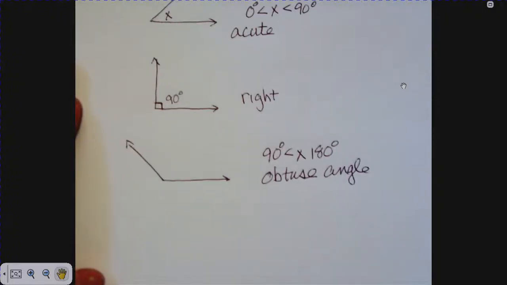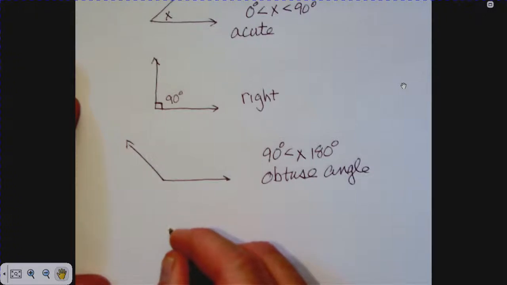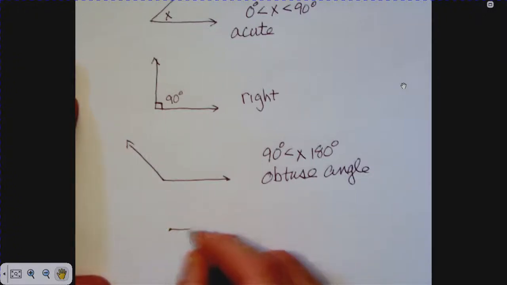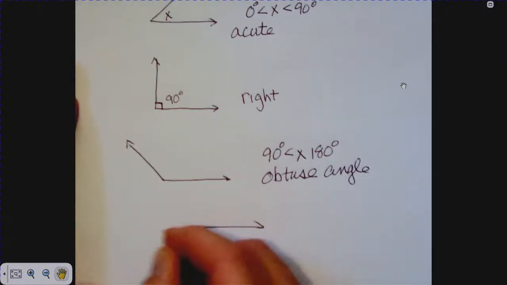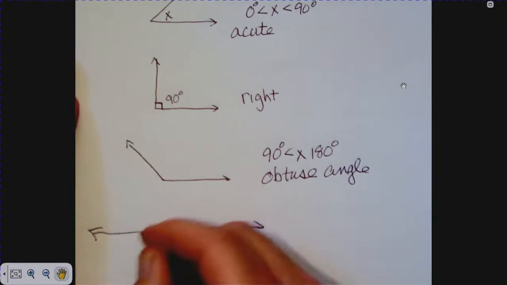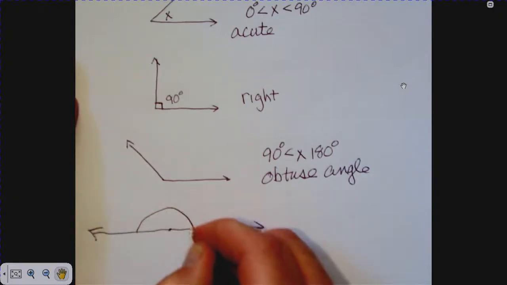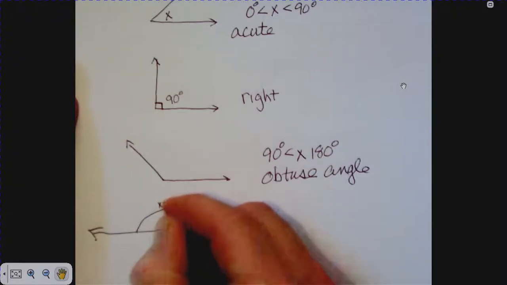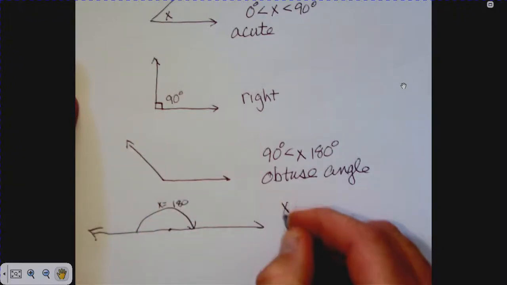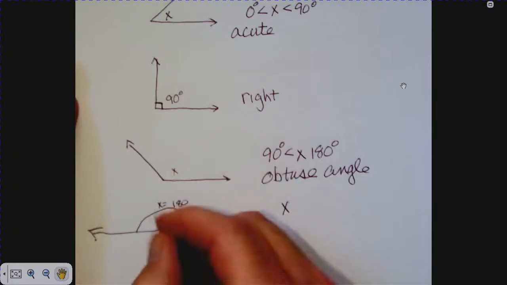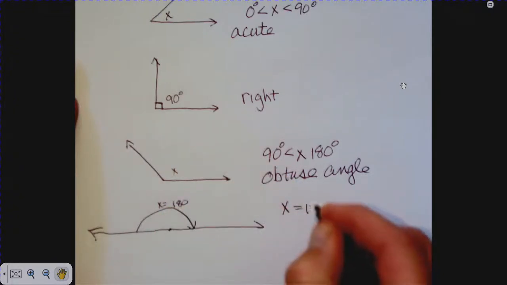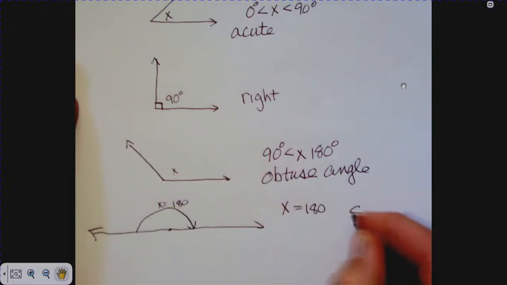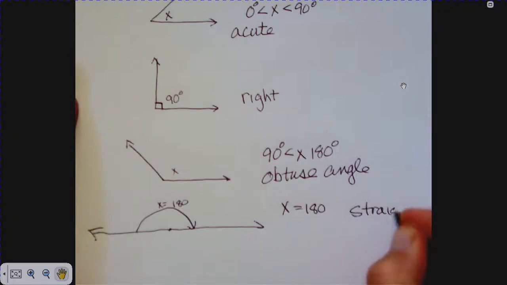And then I can have an angle that measures 180 degrees. Again, that's just a sketch. So this is 180 degrees, or x is equal to 180 degrees. If this angle here, x, is 180 degrees, I have what we call a straight angle.